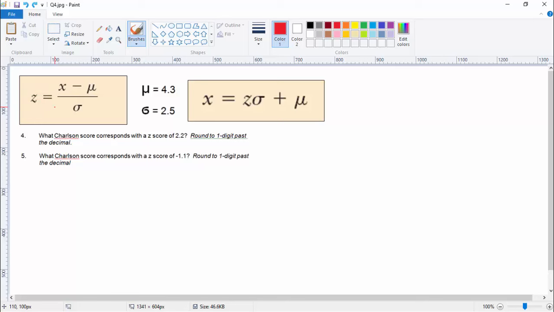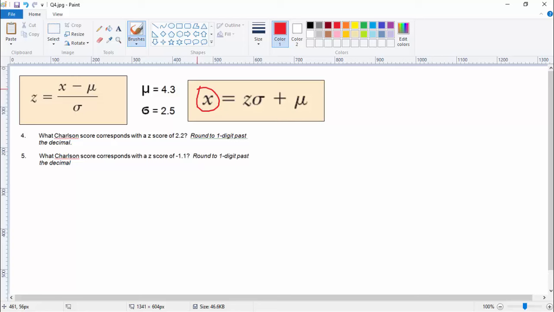But I'm just warming you up for the next two questions. Question 4 asks what Charleston's score corresponds with a z-score of 2.2. They're saying what x corresponds with a z of something. So if you're asking what the x is, then the first equation isn't going to work, right? Because you can fill in the z, but you want to know about this x. So that's why I just did a little makeover, and now we have the equation where we can figure out the x. So now that I explained that to you, don't 4 and 5 look pretty easy?